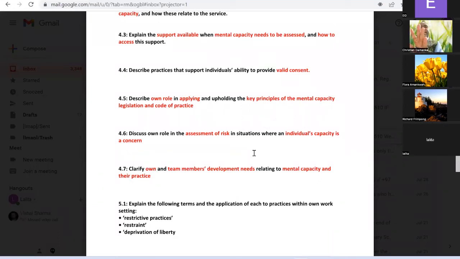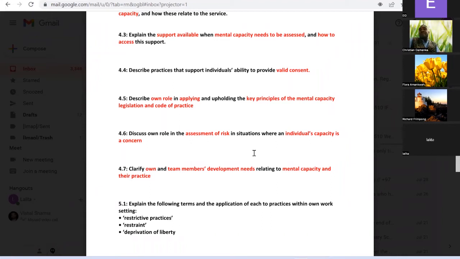I was given a scenario the other day that you want to take someone from their home into care, either a care home or a nursing home or a residential home. How do you prepare the person? Explain to the person why you want to take the person into care. The person needs to consent. We don't force it on the person. The person needs to have all the information relevant to that decision and then be able to make that decision. This question is saying, discuss your own role. What is your responsibility in the assessment of the risk in a situation where the individual's capacity is a concern? So how do you carry out risk assessment to be able to process this?